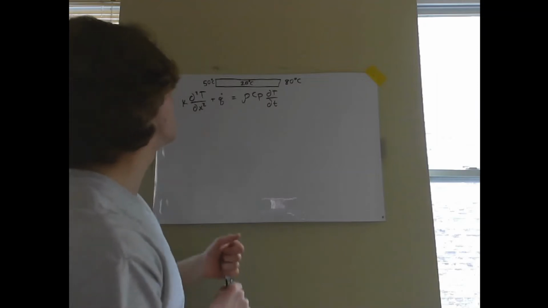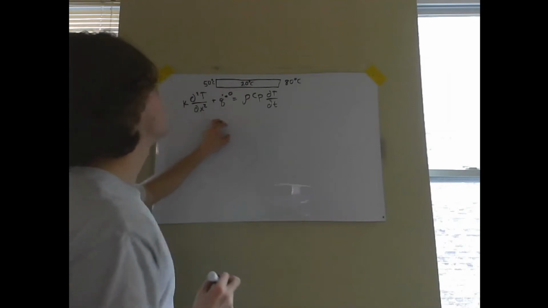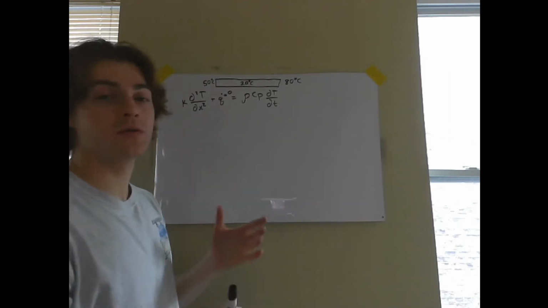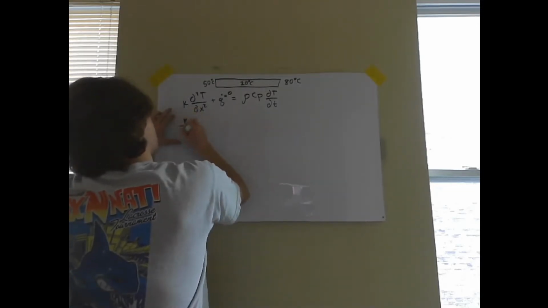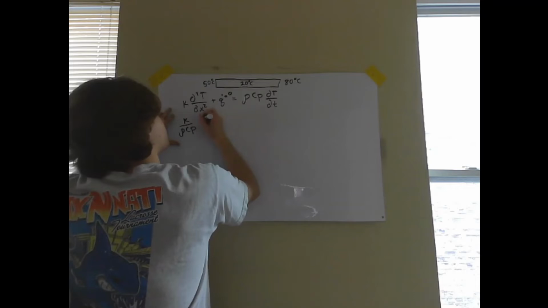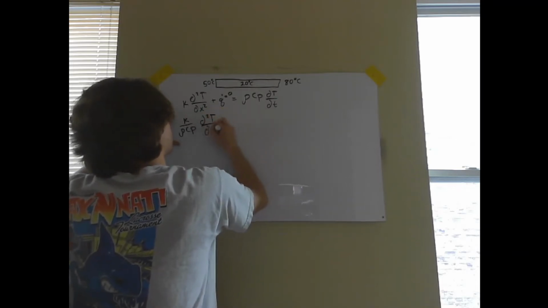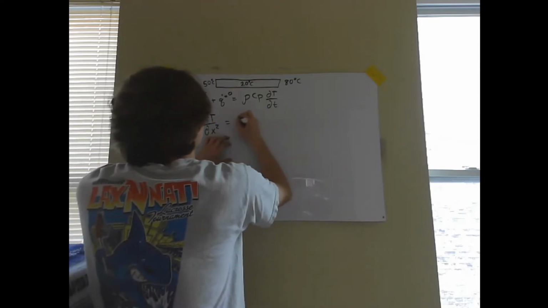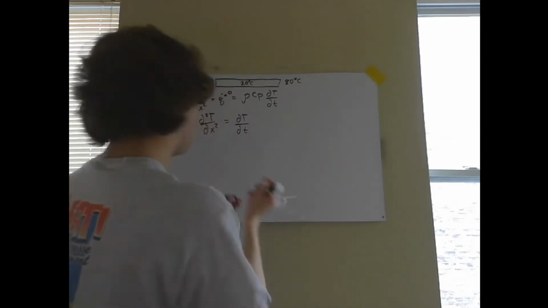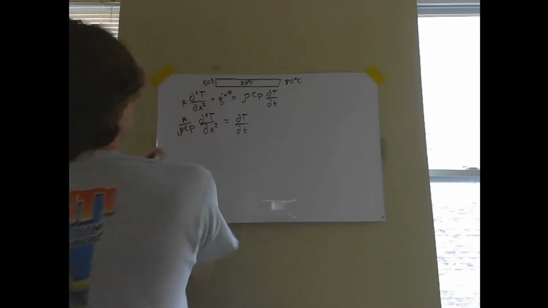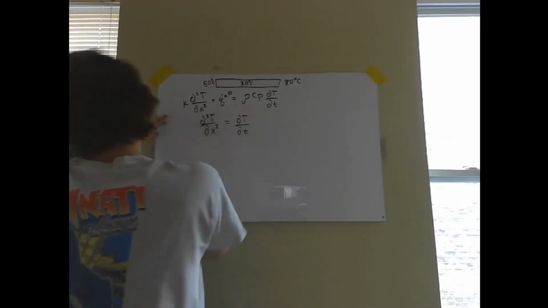So in this problem, there is no heat generation. So Q dot is going to be equal to 0. And then I'm going to rearrange this a little bit. I'm going to divide rho Cp to the other side. And so we will have K over rho Cp times the second derivative of temperature with respect to x, and that is going to be equal to the derivative of temperature as it changes with time. And so we can rewrite this in terms of the thermal diffusivity coefficient, alpha.